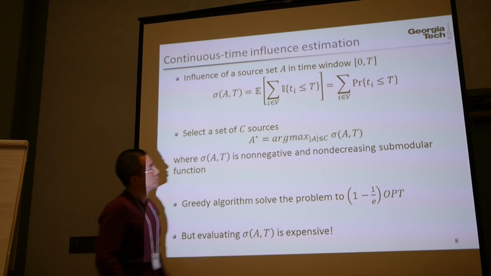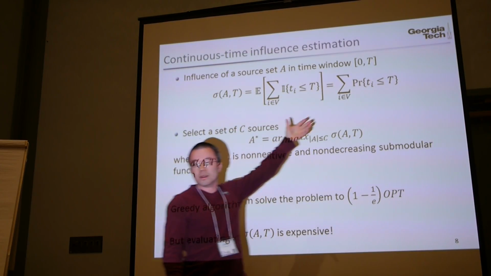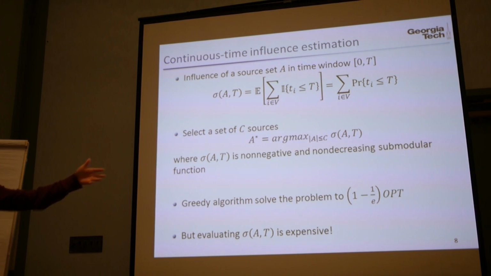So one way you can do it is, of course, compute that probability exactly according to the diffusion model. I already assumed that you are given this diffusion network and the corresponding parameters associated with this diffusion model, so you can compute it. The catch is it's very expensive to compute the objective function. So what we're going to do is to have a very efficient randomized algorithm to compute this objective function, allowing you to do this maximization in a very efficient way.